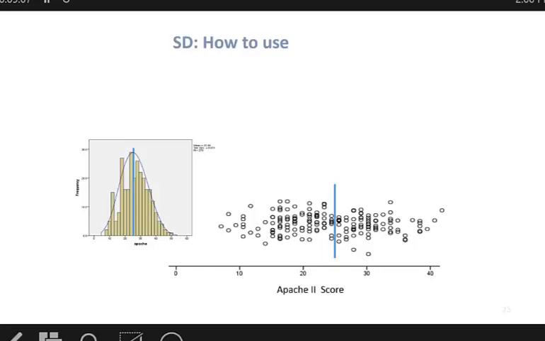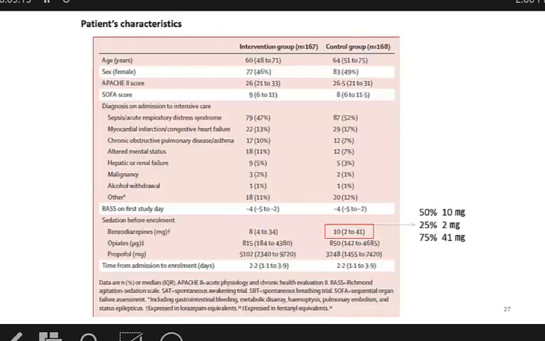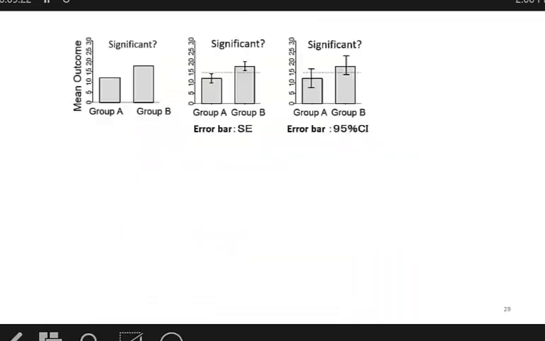So SE is always smaller than SD. And then what is the confidence interval? The confidence interval is twice as large as SE. So that's how you link the three.